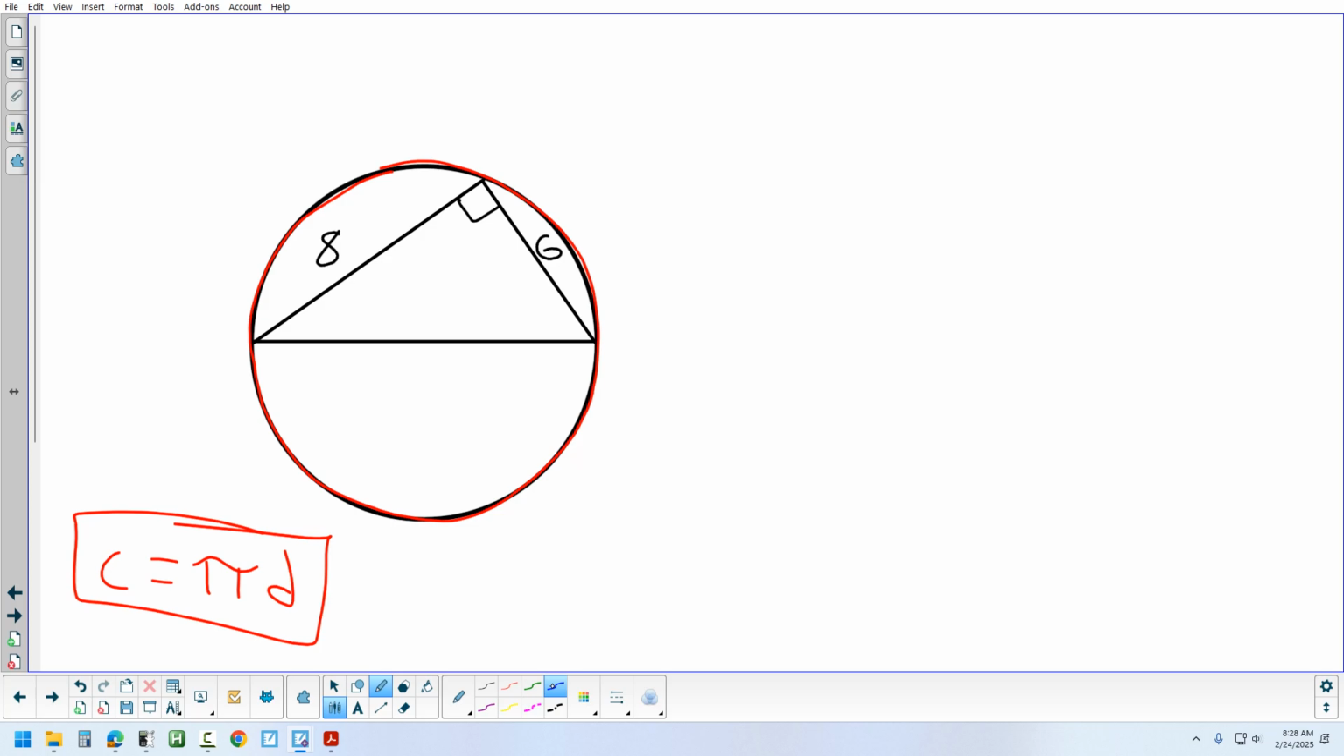Yeah? You have to get side C. That's exactly it. You're going to use Pythagorean theorem on that triangle. Then it's going to tell you this. That's not the answer. That's just the diameter. Once you know that, you fill it in. Then you can find the circumference. So that's what we're looking at this week. Okay, so that's the Pythagorean theorem.